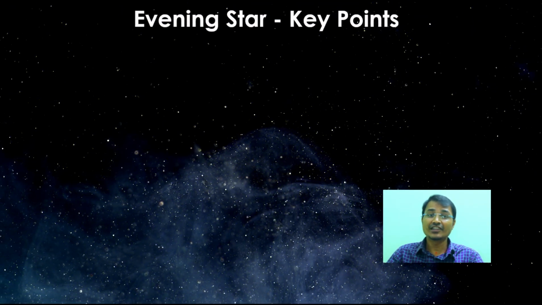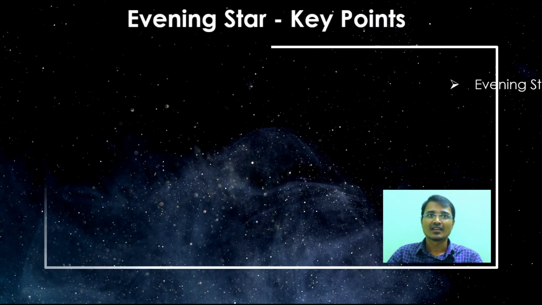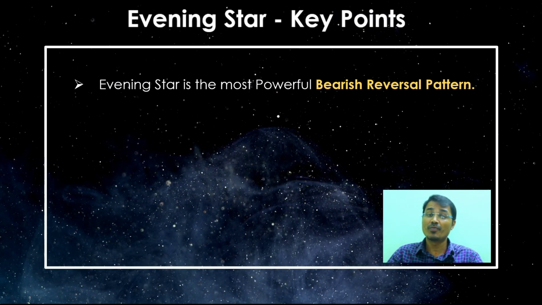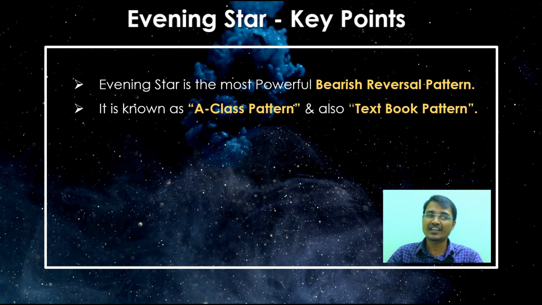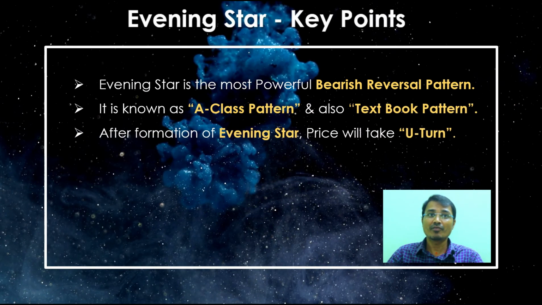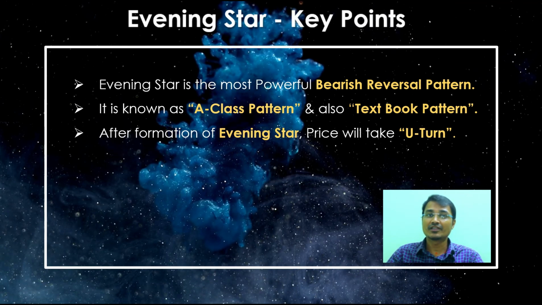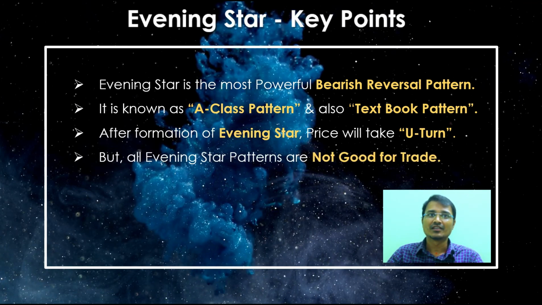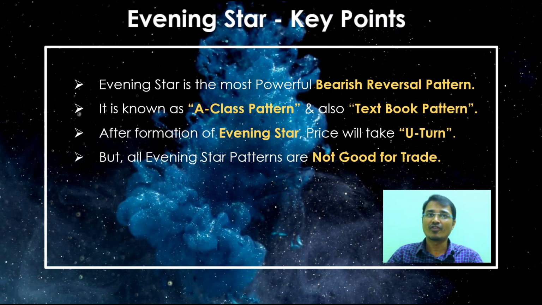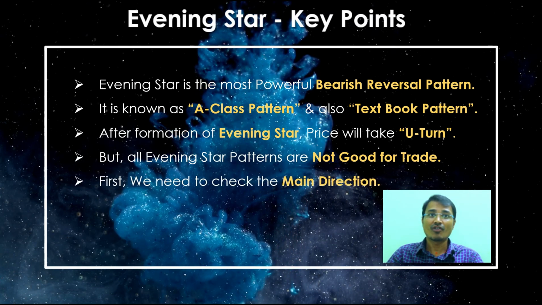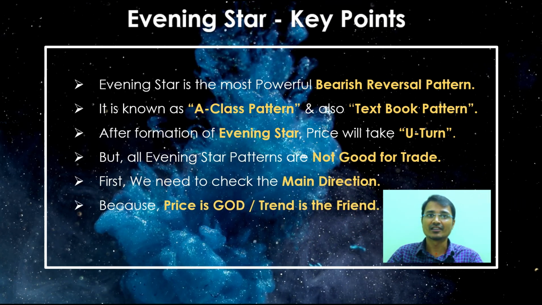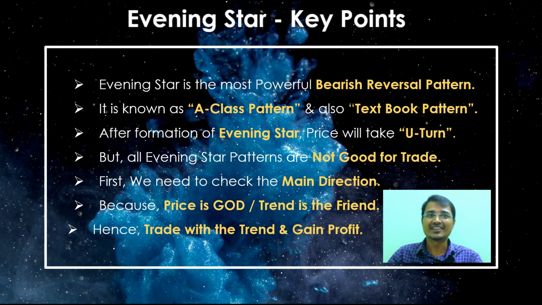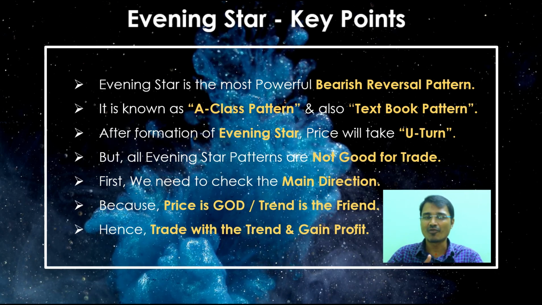Friends, let's get into the summary of key points. Evening star is the most powerful bearish reversal pattern. It is known as an A-class pattern and also a textbook pattern. After the formation of an evening star, price will take a U-turn. But not all evening star patterns are for trade. First of all, we need to check the main direction because price is God, trend is the friend. Hence, trade with the trend and gain profit.